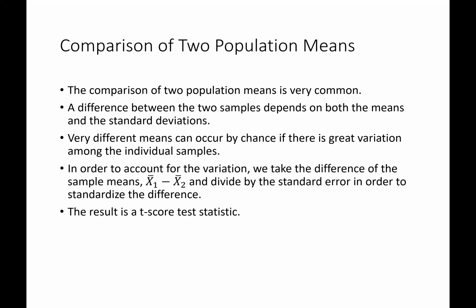So when we talk about a single sample mean, to standardize it, we take it minus the population mean and divide by the standard deviation. Now we're going to look at the difference in the sample means, and we're going to divide it by this thing called the standard error to standardize it. And the result is a t-score, test statistic. So our random variable, we haven't talked about those in a while. The random variable that we are interested in is then the difference in the sample means.